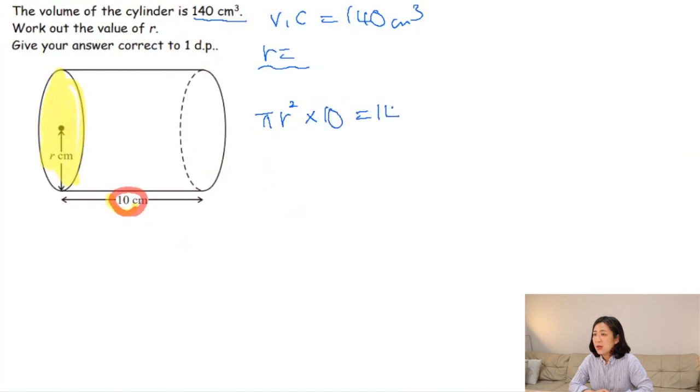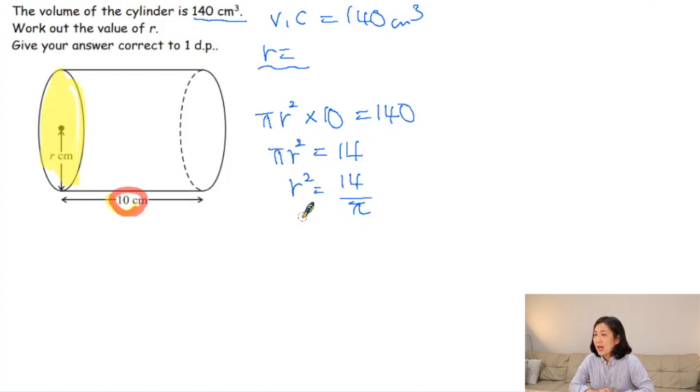140. Now divide by 10, then we have pi r squared equals 14, right? We divide each part by 10, so 14. Now, please use your calculator. In the volume and surface area section, you must have a calculator right next to you. So now let's divide by pi. Then r squared will be 14 divided by pi. That's why you must use a calculator.